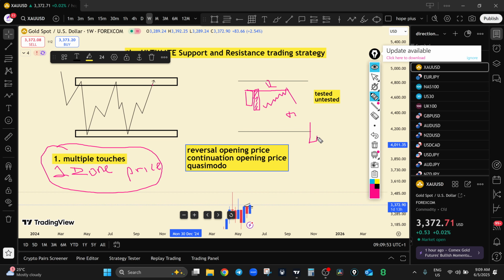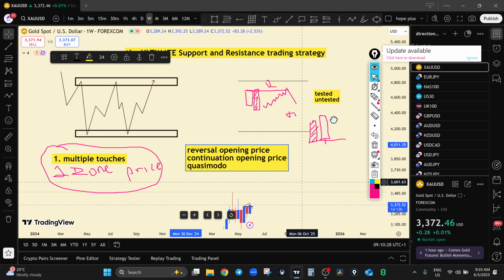Same thing for support. You have the candle here. This is a bearish candle, and we have a bullish candle. You simply mark out this level. This becomes your support from the opening price. This is called reversal opening price, meaning the first candle goes in one direction, which is upward, and the other candle reverses in the other direction.